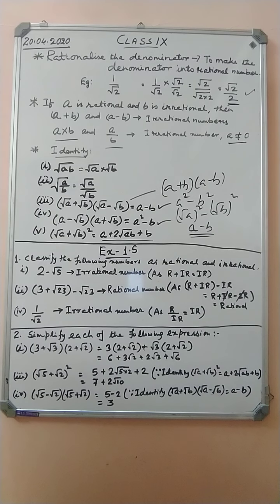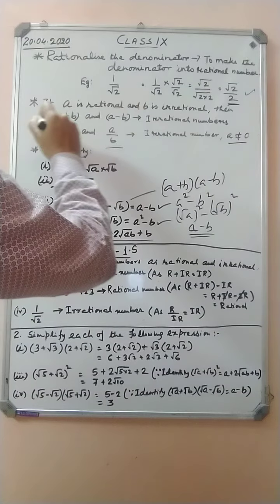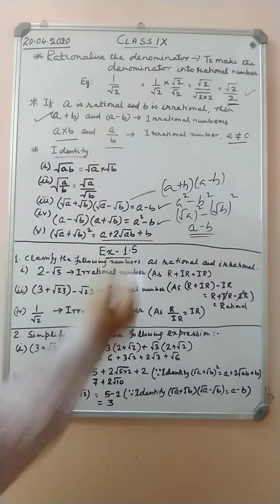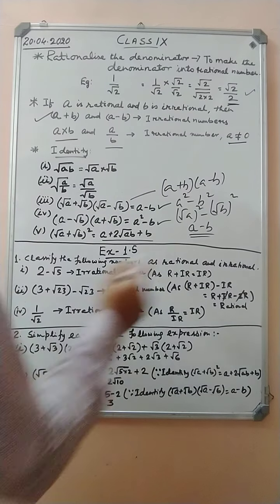Classify the following as rational or irrational numbers. So 2 minus root 5 is an irrational number, as we have already studied here: rational plus irrational is irrational. So rational plus irrational is irrational.